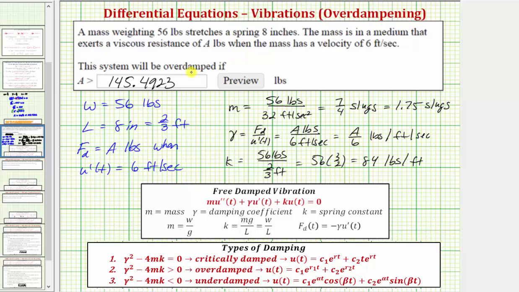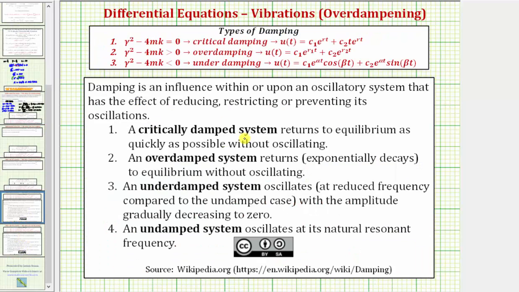Now before we go, let's quickly review these three types of damped systems. A critically damped system returns to equilibrium as quickly as possible without oscillating. An overdamped system, which is our system, returns to equilibrium without oscillating. But notice how it doesn't say as quickly as possible. And then 3, an underdamped system oscillates with the amplitude gradually decreasing to 0. And it's also worth mentioning that an undamped system oscillates at its natural resonant frequency.